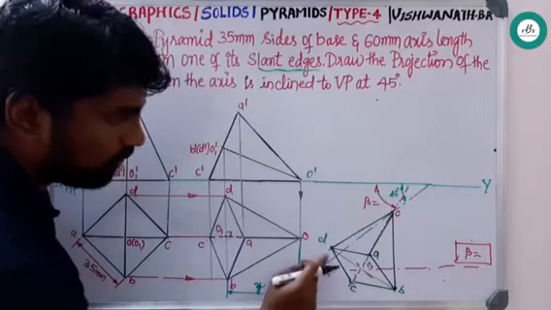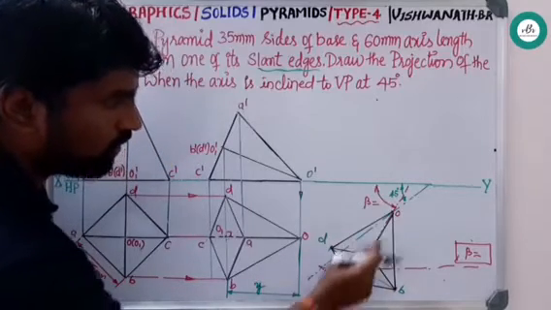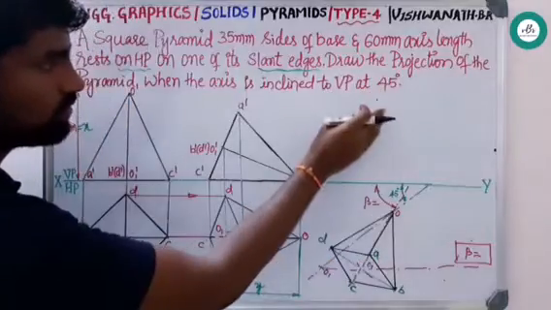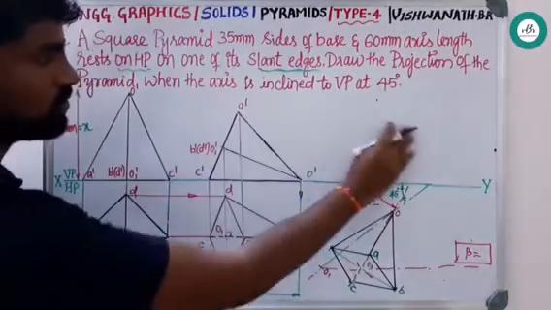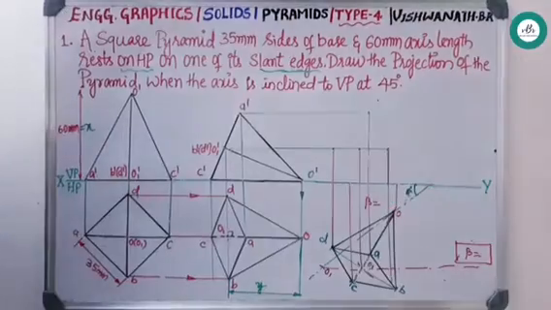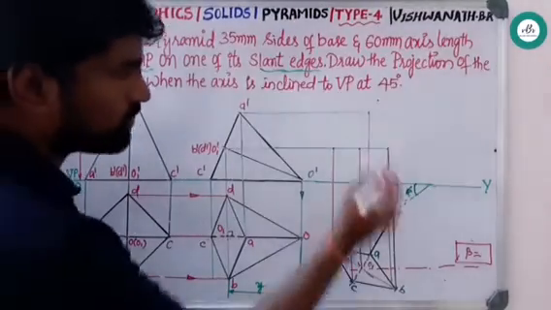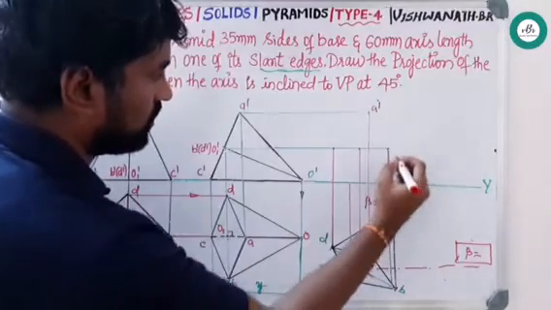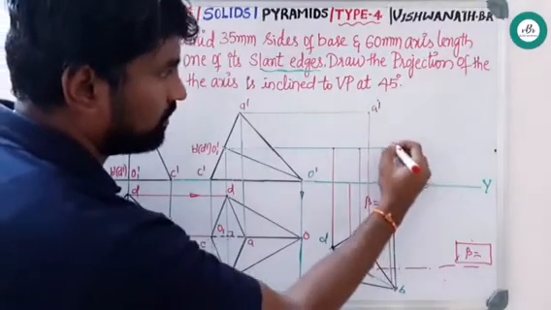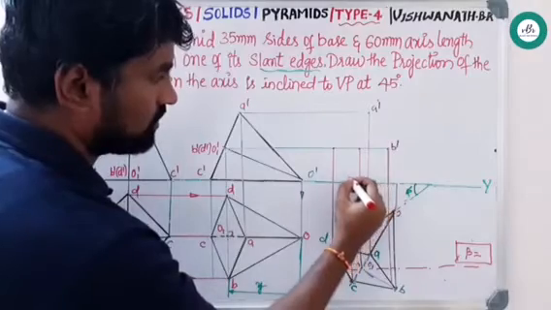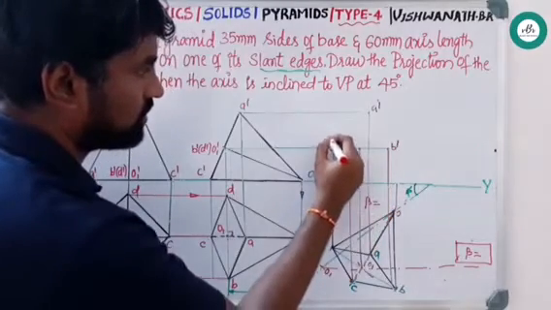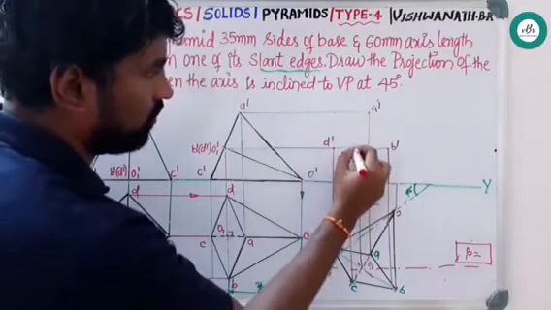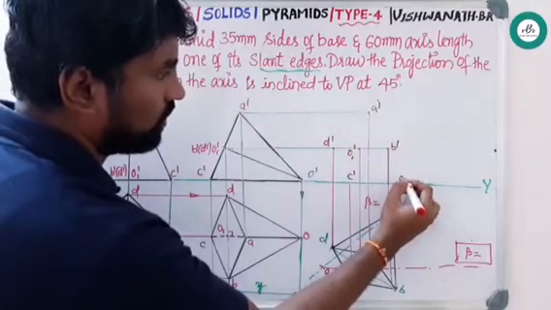Next, from all the points from ABCD, O1 to O1, project to the front view, and from these points project to the right side. After projecting, meet the points. This is A dash, and this is B dash, and this is C dash, and this is D dash. Next, O1 dash and O dash.